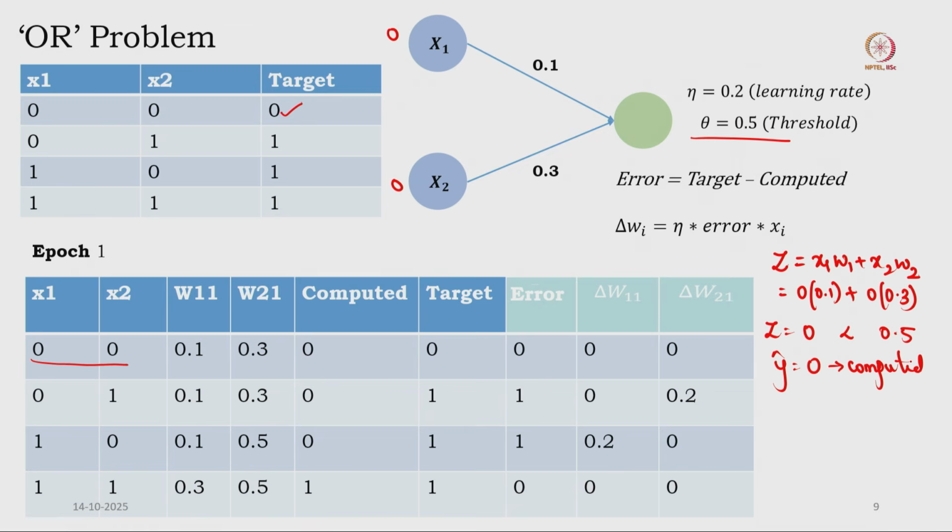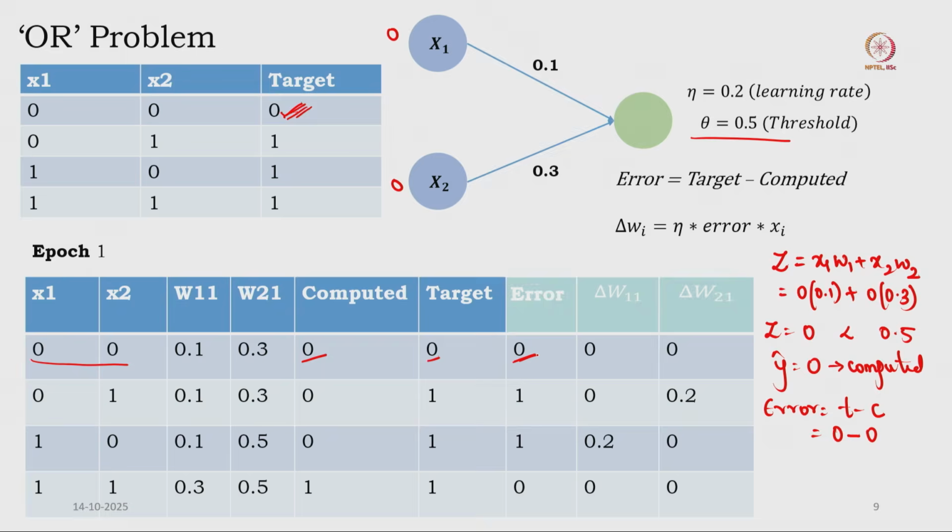Now, the next step: the computed value is 0, and the target we are taking directly from the data set that is given to us. You can see there is a target, and we have taken that target as it is. The next step is to calculate the error. What is the formula to calculate the error? Target minus computed. What is the target value? 0. What is the computed? The computed is also 0. So, the error we are getting is 0.